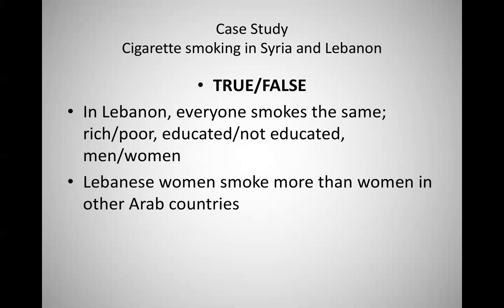I see very rich people smoking. I see highly educated people smoking. Women smoke at a higher rate. Okay. The only thing that is true is that Lebanese women have higher rates of smoking than women in other Arab countries. Women smoke less than men in Lebanon, yes, but they smoke more than women in other Arab countries. And there are factors related to this that, you know, we predict what the factors might be.